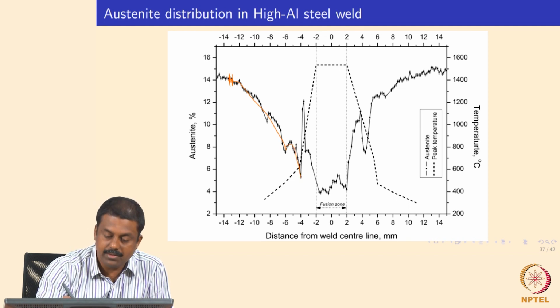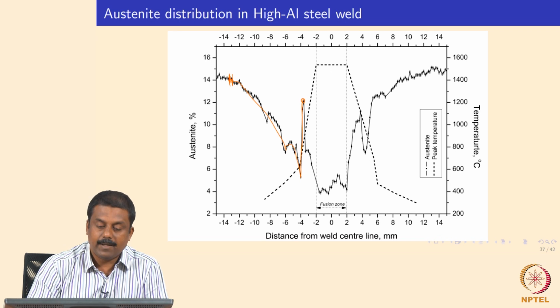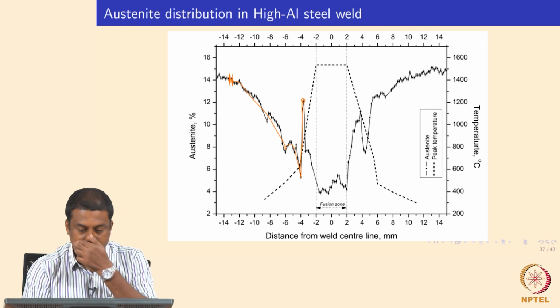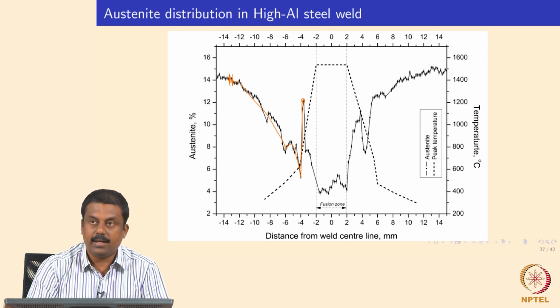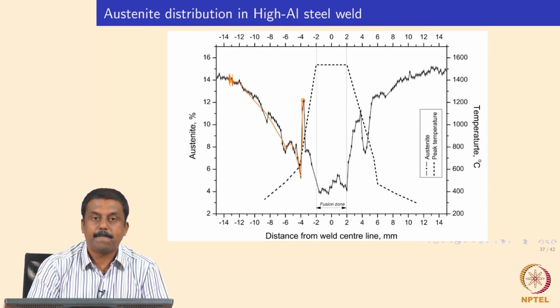Once the A1 temperature is reached, you will have the intercritical regions leading to partitioning of carbon, and resulting in an increase in volume fraction of retained austenite, and subsequently when you go towards the fusion boundary, obviously you reach the single phase austenitic region, and that will lead to a decreasing austenite fraction. Okay.